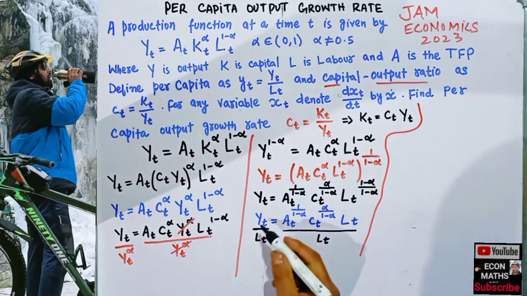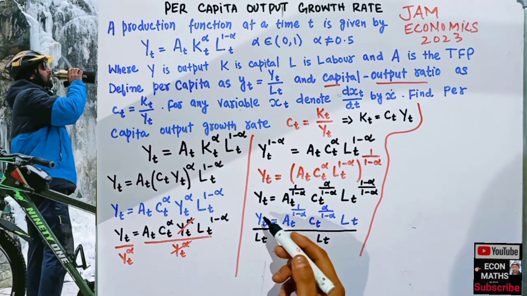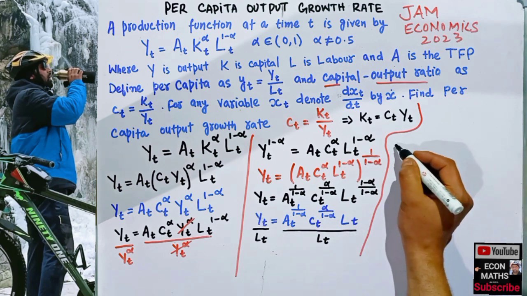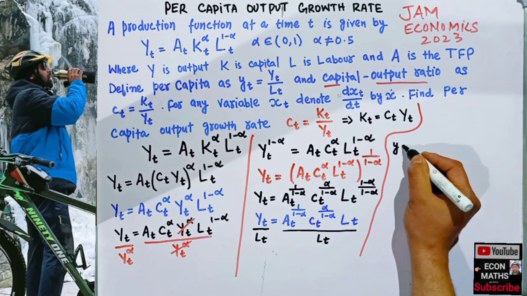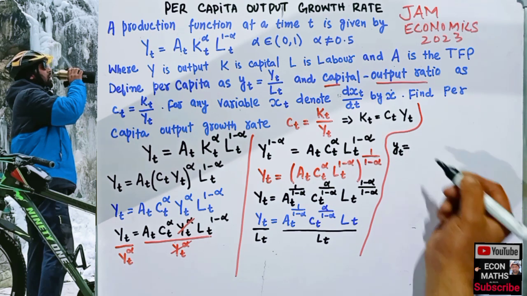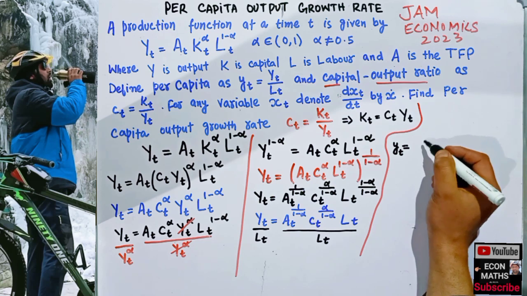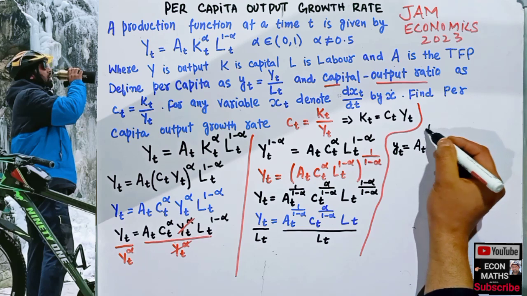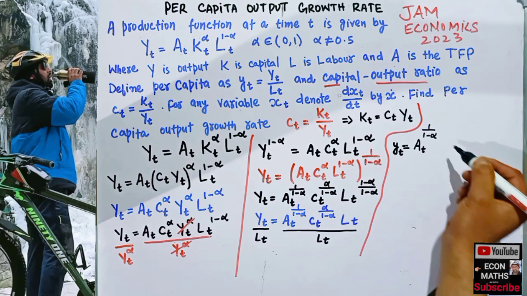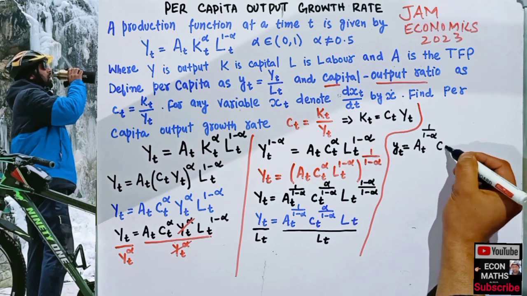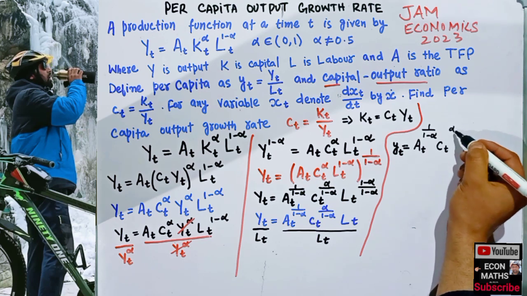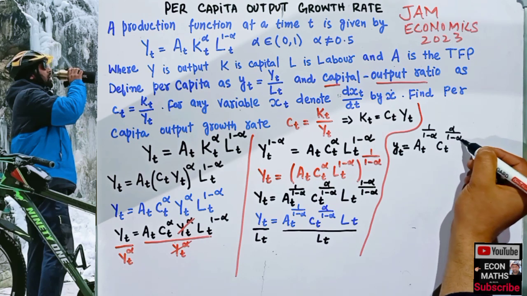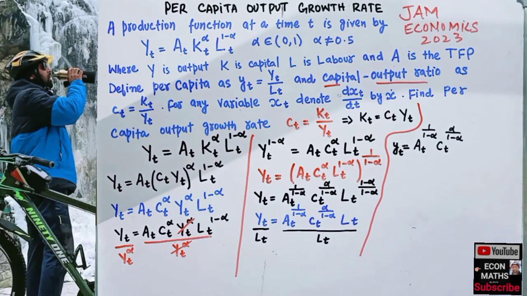So Y_t divided by L_t, that means output per worker, and let us define it by small y. So small y_t is equal to A_t raised to the power 1 upon 1 minus alpha, then we have C_t raised to the power alpha divided by 1 minus alpha. Now what we need to do, we take log on both sides.